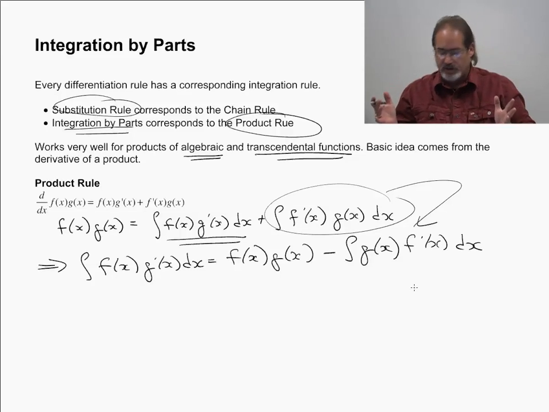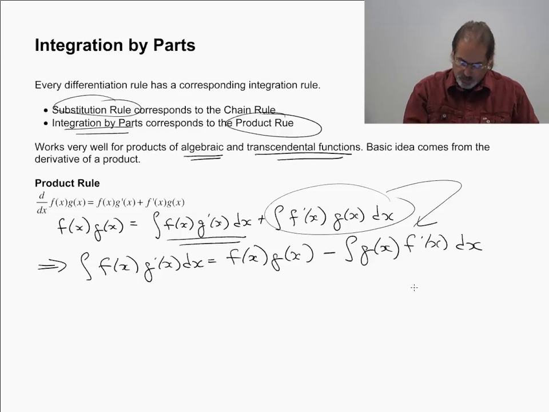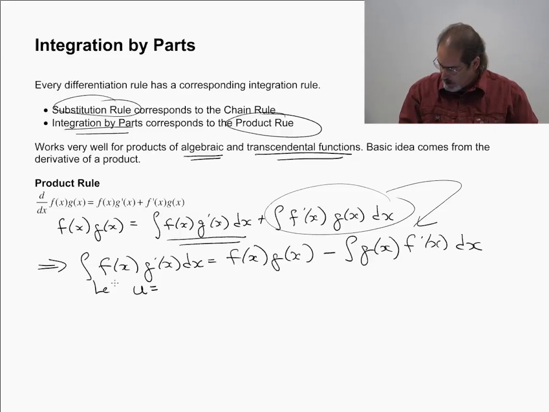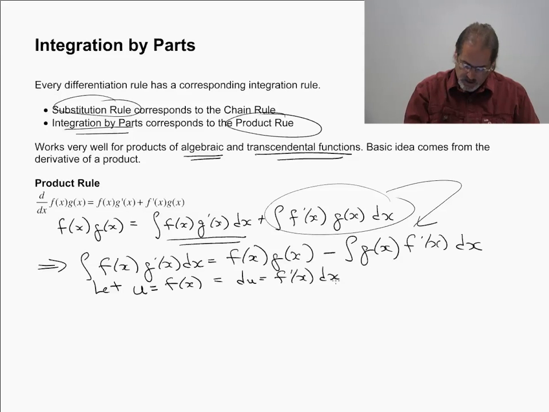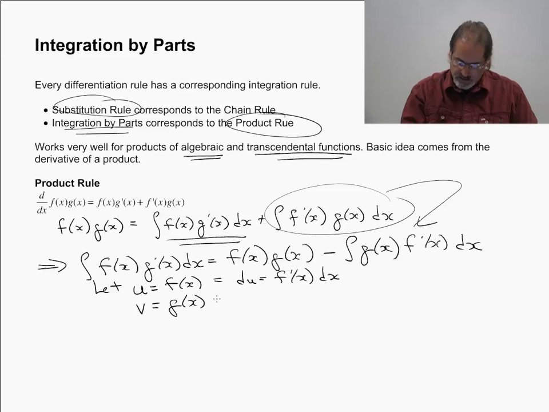So what good does that do us? Well, I want to relabel some of these. I'm going to let u equal f of x in this case. That then implies, obviously, that du equals f prime of x dx. And I'm going to let v equal g of x. That would imply that dv is equal to g prime of x dx.